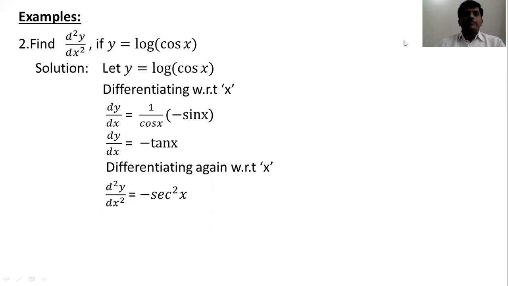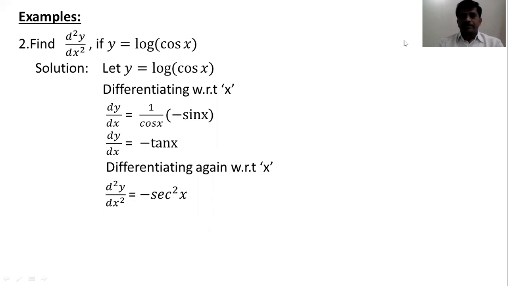Find d square y by dx square if y equals log cos x. Let y equals log cos x. Differentiating with respect to x, dy by dx equals log cos x differentiation is 1 by cos x into, within that cos x differentiation is minus sin x. Then sin x by cos x is tan x, so minus tan x. This is the first derivative: dy by dx equals minus tan x.